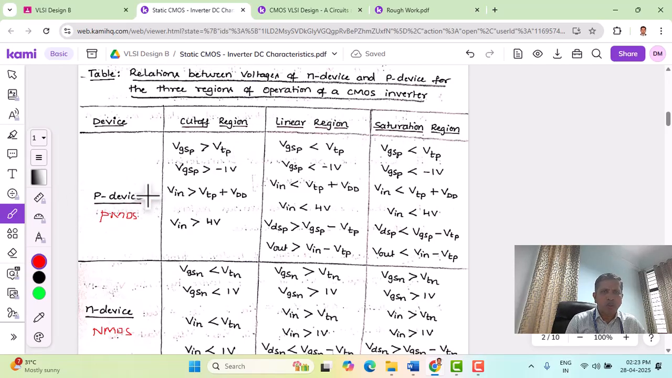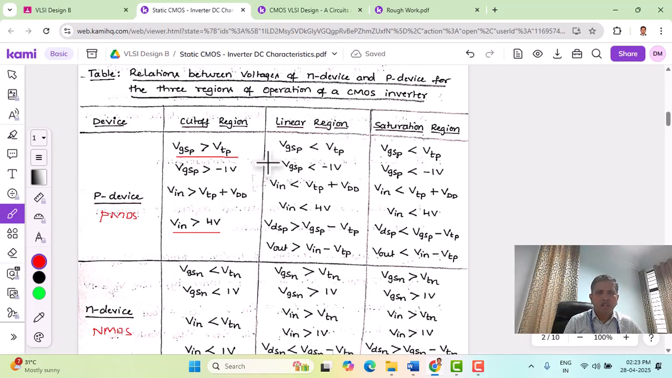For the PMOS device to operate in the cutoff region, certain conditions have to be satisfied. Number one is that VGSP should be greater than VTP. We already know that the threshold voltage of the PMOS device is minus 1 volt. Therefore, the gate to source voltage of the PMOS device should be greater than minus 1 volt for the PMOS device to be operated in the cutoff region. So the input voltage required to maintain this is Vin greater than VTP plus VDD. VTP is minus 1 and VDD is 5 volts. Therefore, Vin should be greater than 4 volts in order to operate the P device in the cutoff region. Similarly, the other regions of operation of the PMOS device are linear and saturation region.